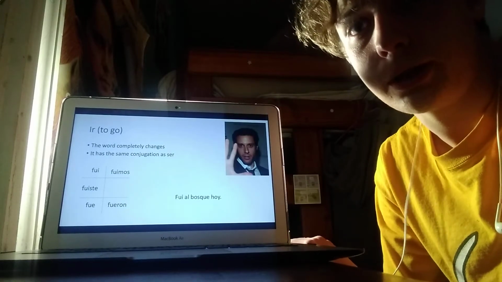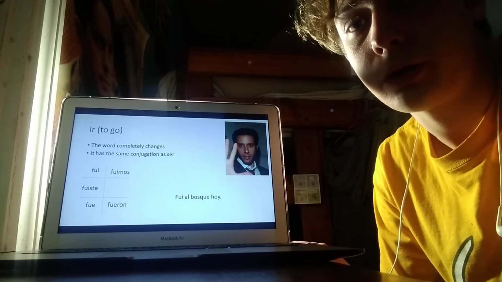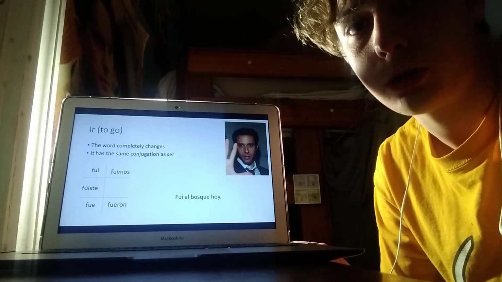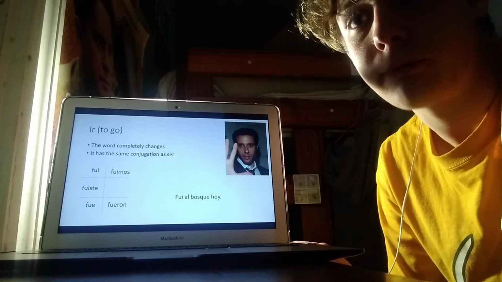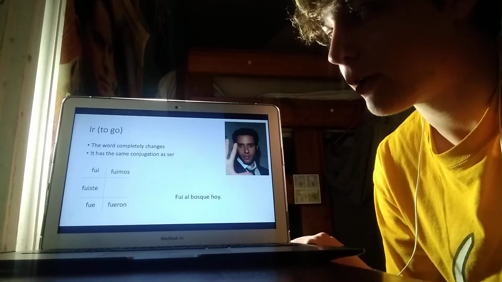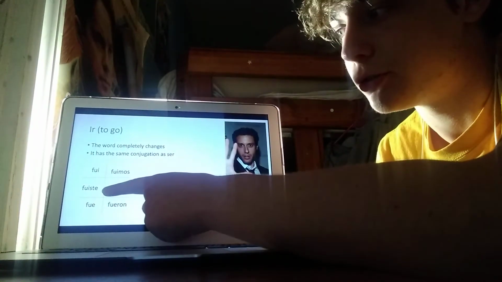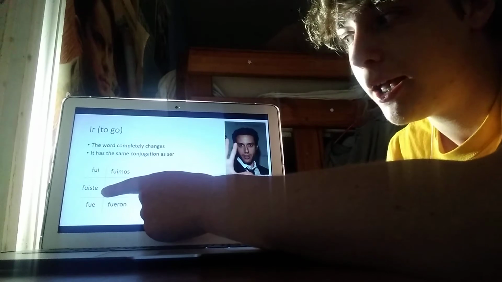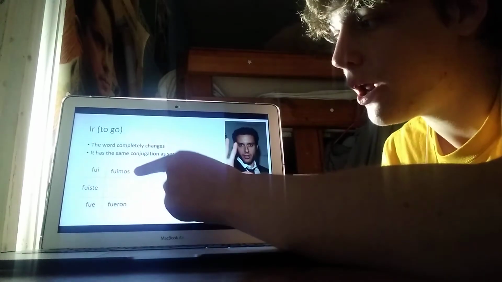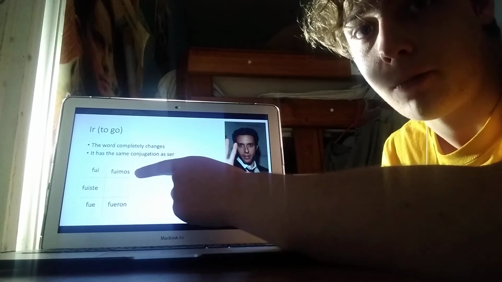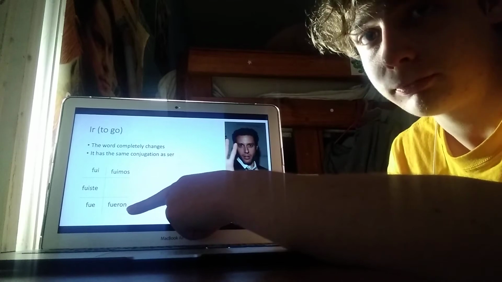Next we go into ir, which means to go, which is a little bit different than the other preterite verbs in that the entire word itself changes. This is the same as ser. They both go to forms of fui, fui being the yo form. We then go to fuiste, F-U-I-S-T-E, and then fue, F-U-E, fuimos, F-U-I-M-O-S, and fueron, F-U-E-R-O-N.